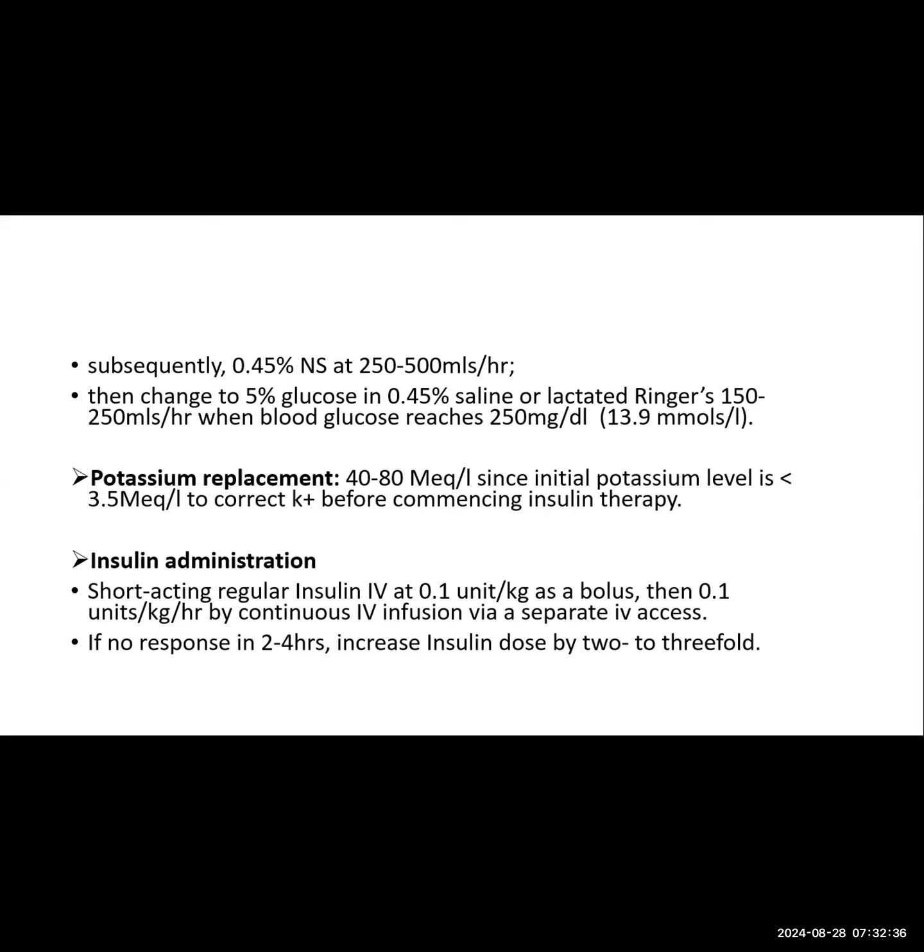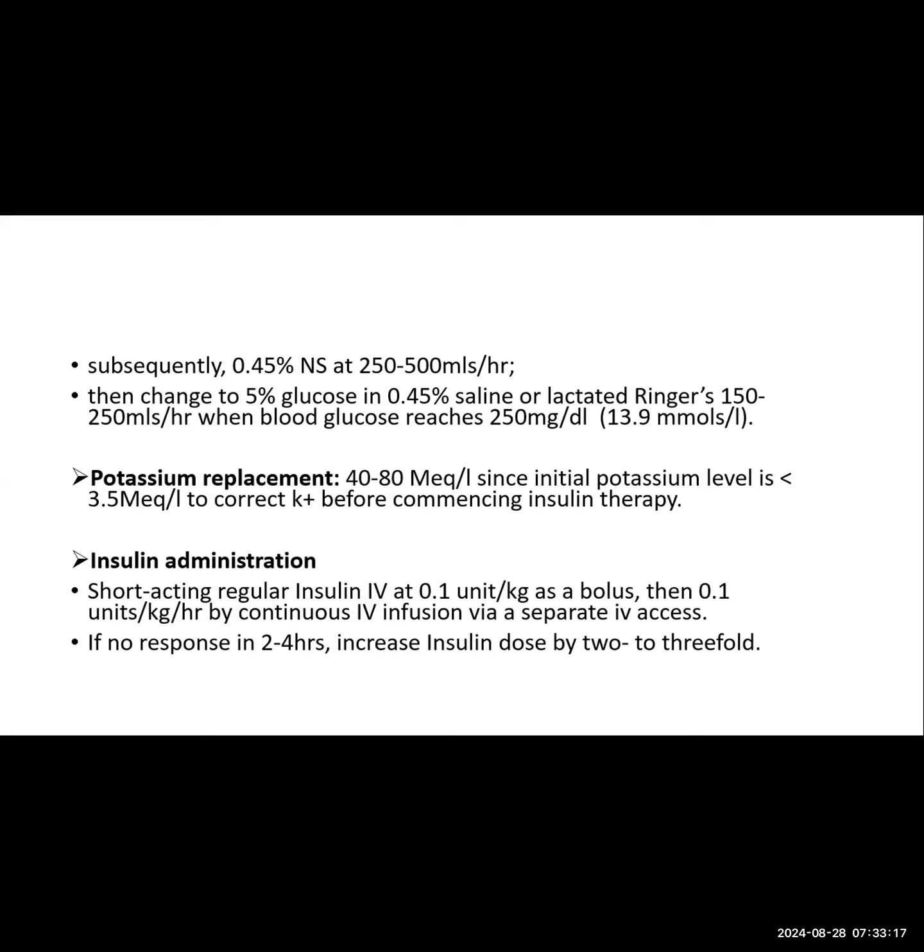However, if the corrected sodium is less than 135, then I will continue with 0.9% normal saline until the corrected sodium is within normal range or is elevated. Then I'll change the patient over to 5% glucose in 0.45% saline or lactated Ringer's at the rate of 150 to 250 ml per hour. That is when the blood sugar has come down to 250 milligrams per dL.